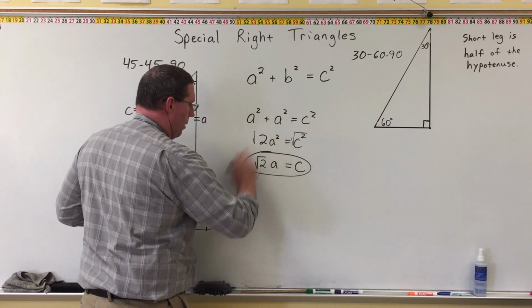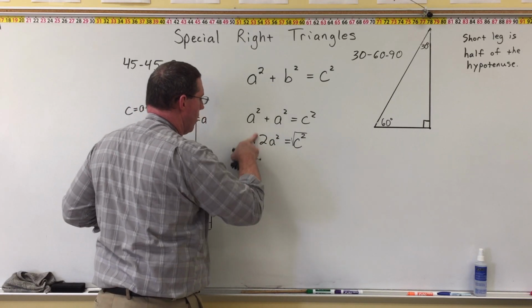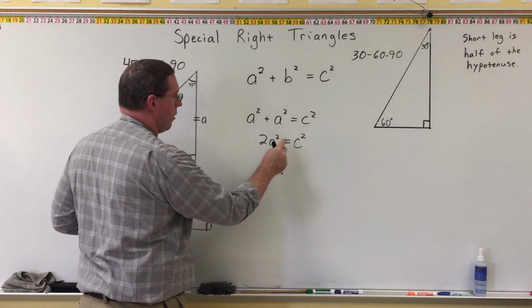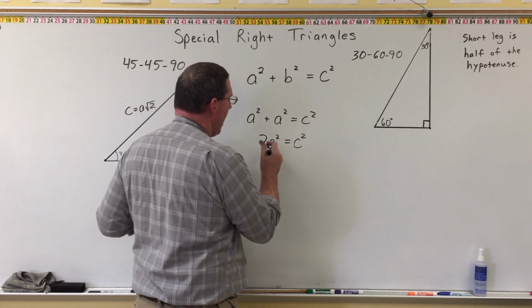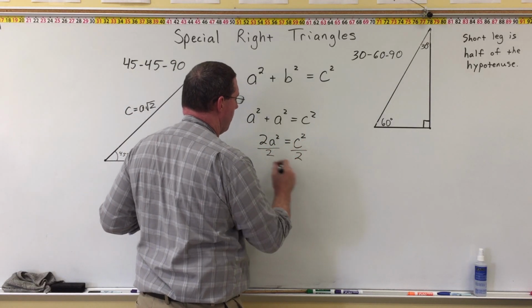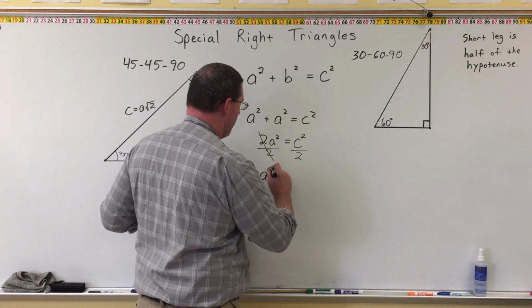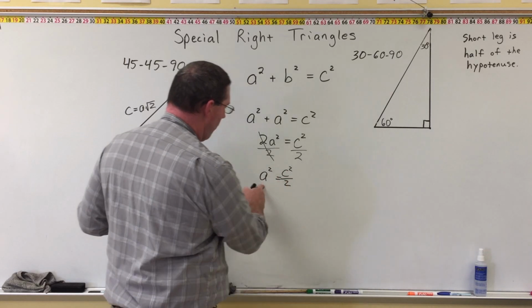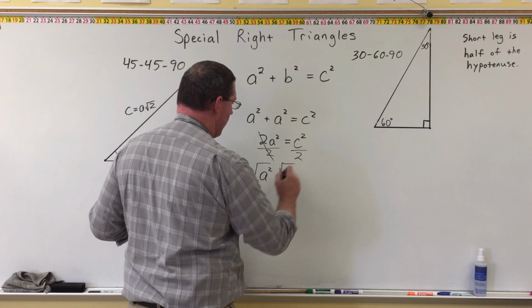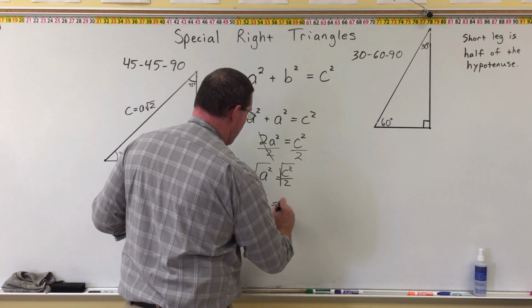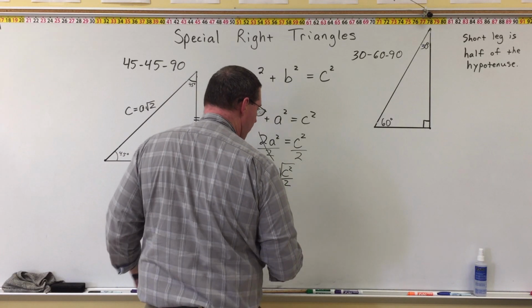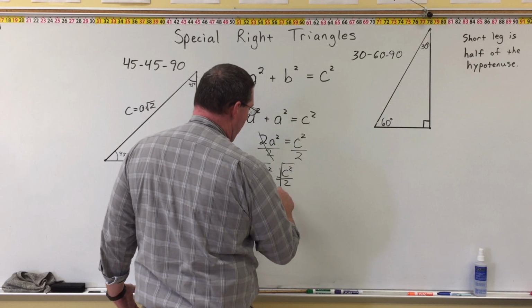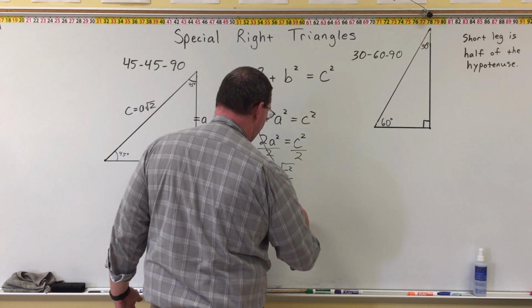We're going to go back to this formula here. I'm going to erase this. We know that 2a squared is equal to c squared. Well, if I'm solving for a, I'm going to divide by 2 on both sides and cancel. And so now I have a squared is equal to c squared over 2. Well, to solve for a, I'm going to take the square root of both sides. Over here, that's just going to give me a. And over here, it's going to give me c on the top because the square root of c squared is c. And on the bottom, it's just going to give me the square root of 2.